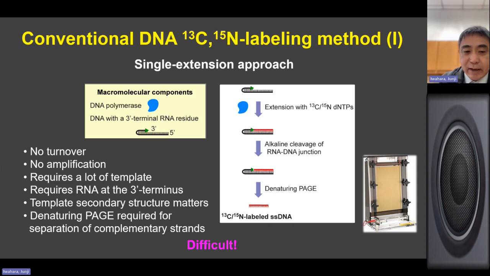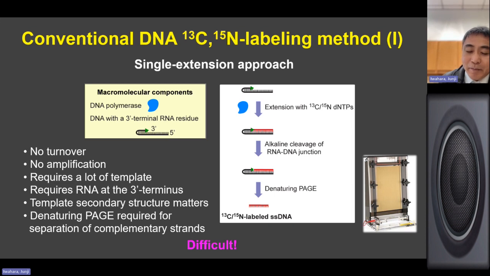This approach in principle works, but in practice, it usually works only for relatively small DNAs, like less than 20 nucleotides. For some other DNA structures, like G quadruplex, application of this one is challenging. Maybe it's not impossible, but it's really challenging.